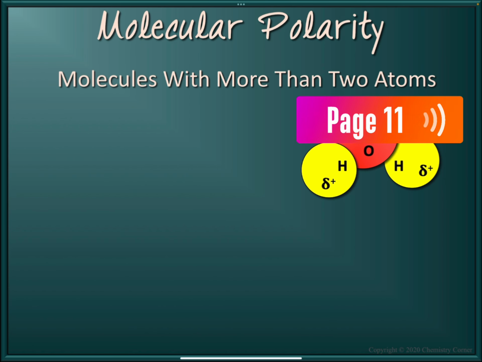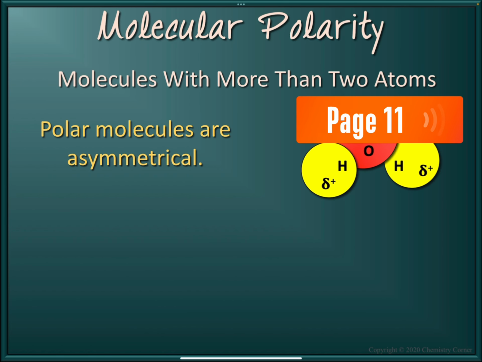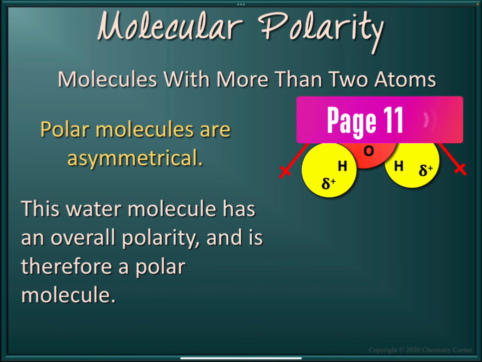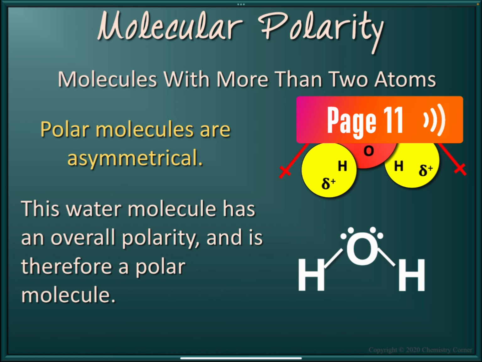Okay, so here's where it gets interesting. When we have molecules that have more than two atoms, all of a sudden we have to take into account not just the polarity of the individual bonds, but also the shape of the whole molecule. So water is a polar molecule. We know that. We learned that in biology and stuff. Now we're going to learn more about why.